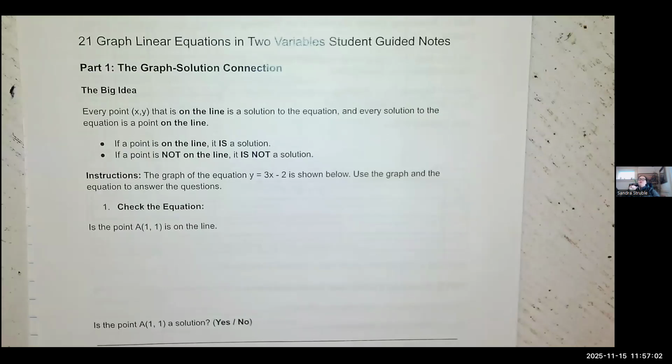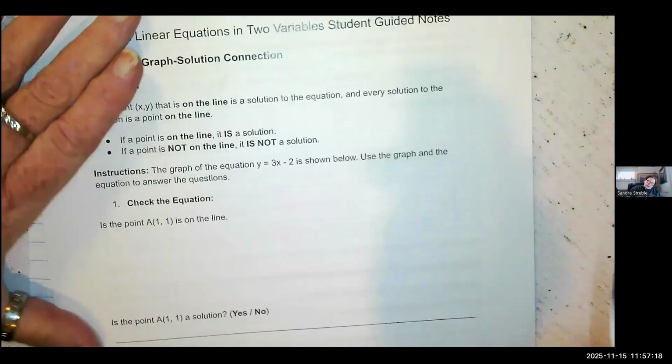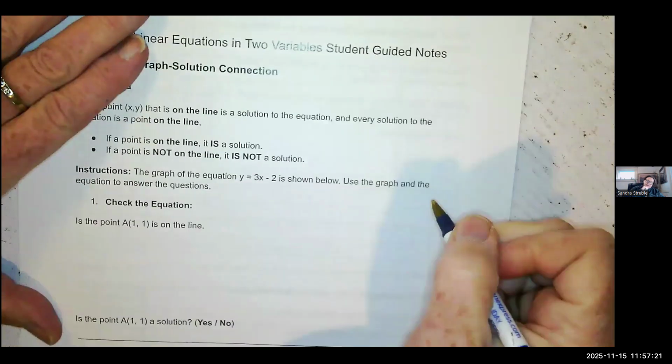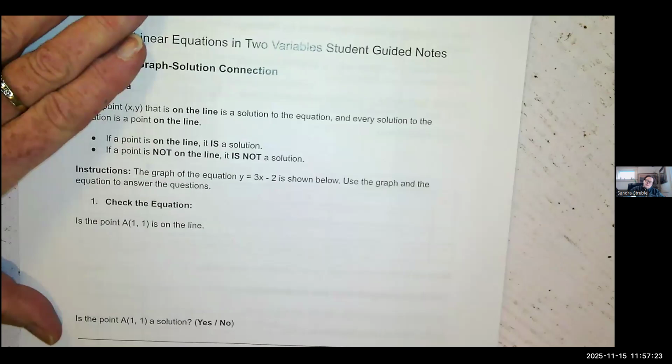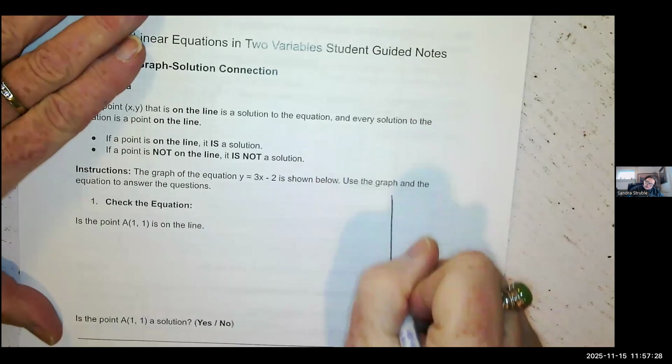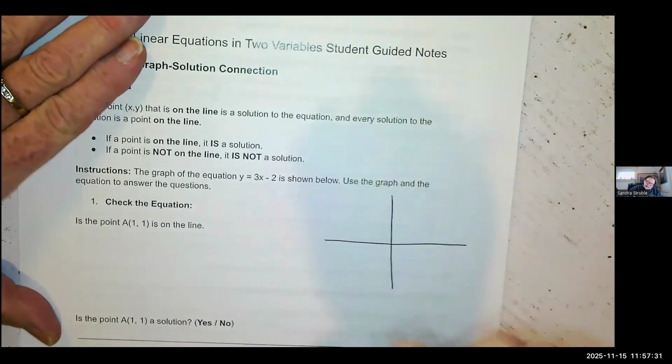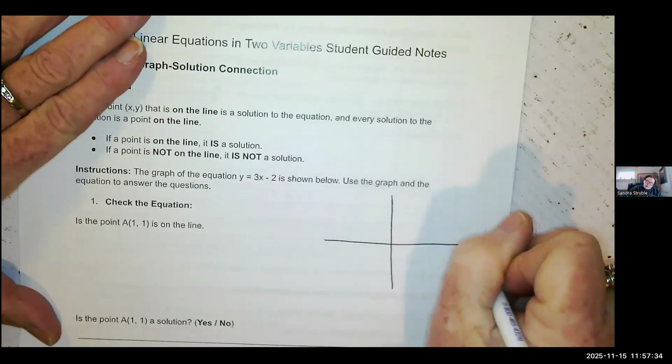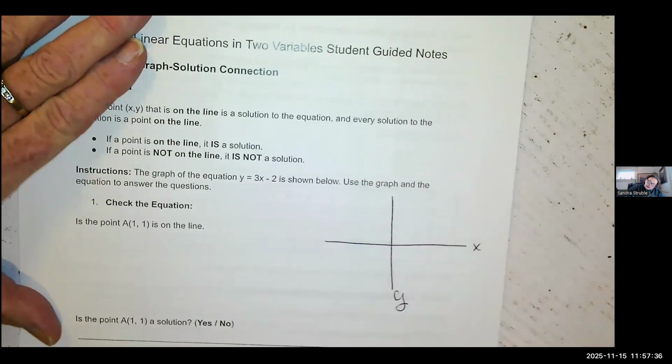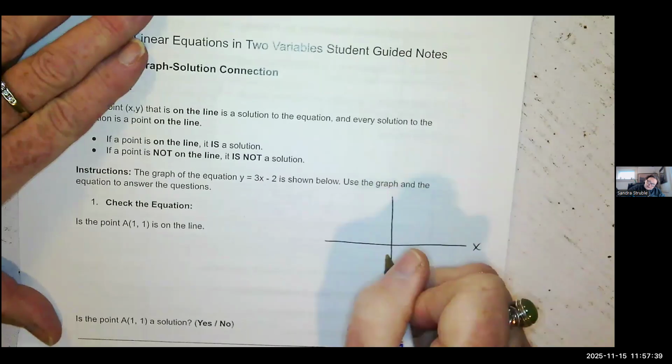So here are the instructions. The graph of the equation, already solved for y, y equals 3x minus 2, is shown below. Well, it's not, but I could draw it for you. Let me draw it for you real quick so you can see it. Use the graph and the equation to answer the question. So what we're going to do instead is I am going to do my darndest to draw the line just real quick because I didn't realize that this is what it needed. I don't expect you to be able to do this yet. Just give me a minute.